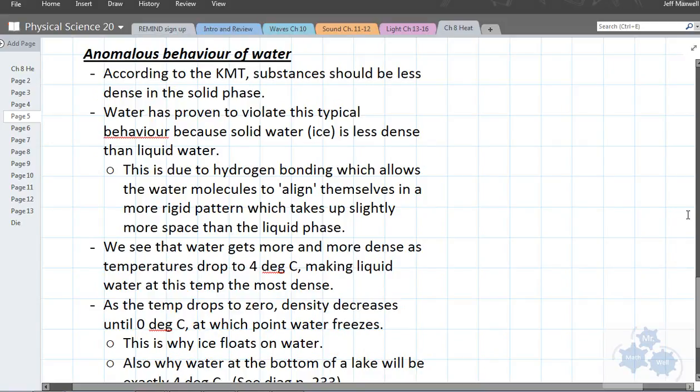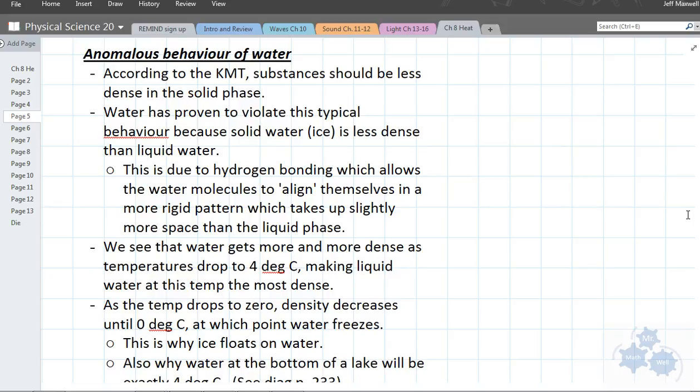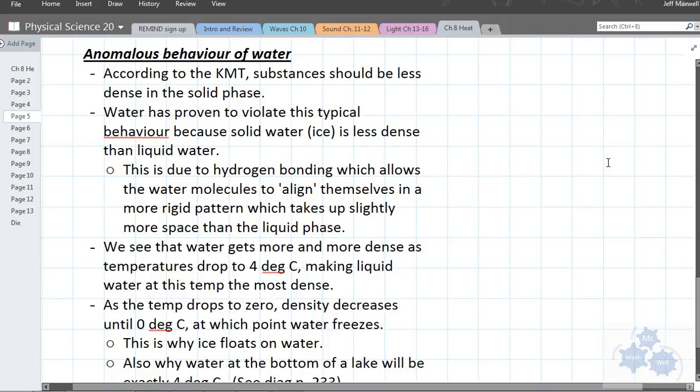Alright, one of the things we want to talk about is the anomalous behavior of water. Water is a very special compound, and there's lots of really strange and neat things that water does, or the properties that water has. We're going to connect this to the kinetic molecular theory that we've been talking about. But according to KMT, substances should be less dense in the solid phase. We talked about that, right?